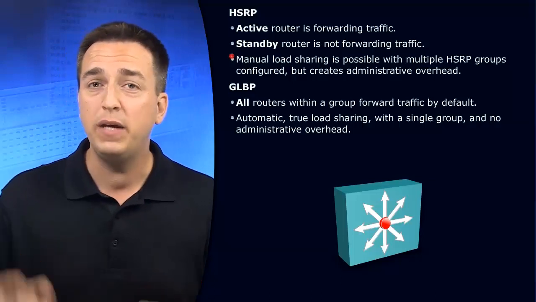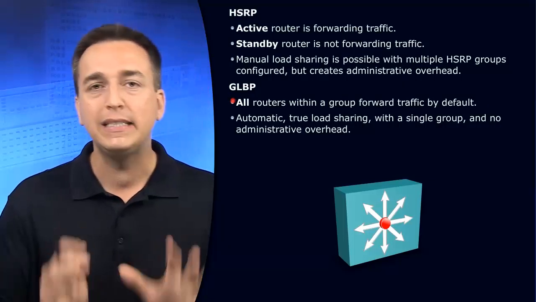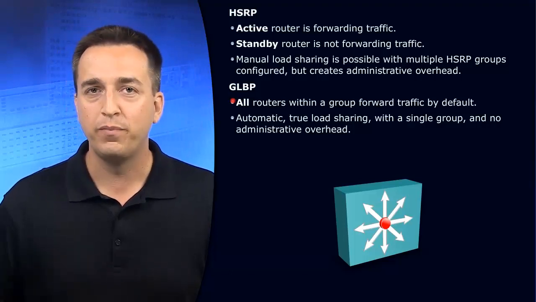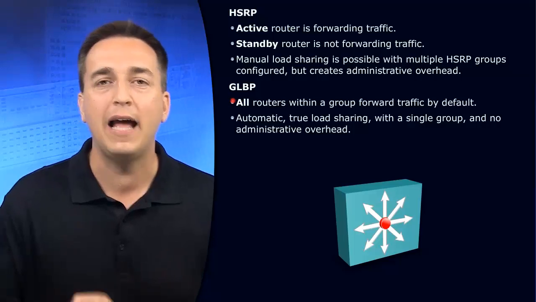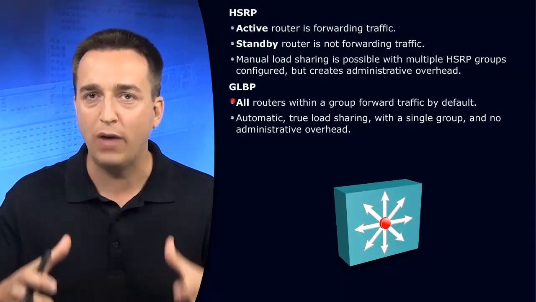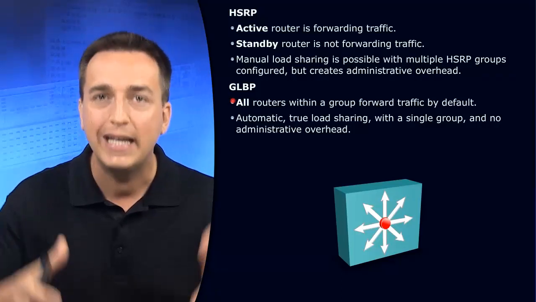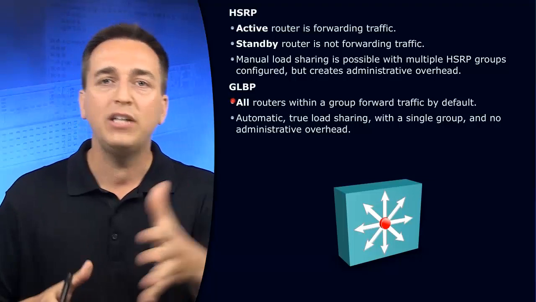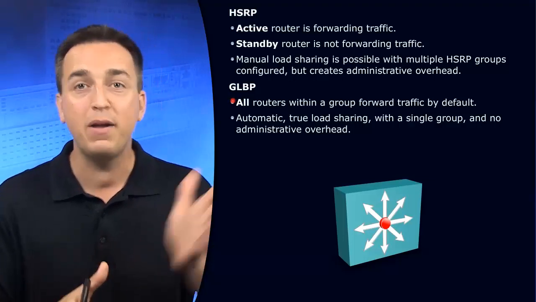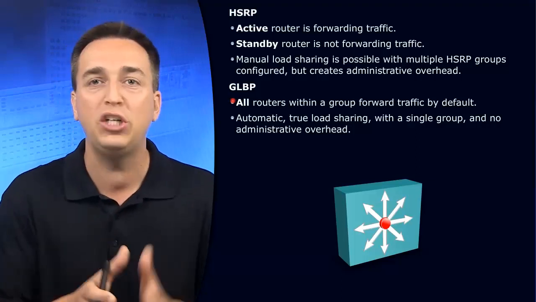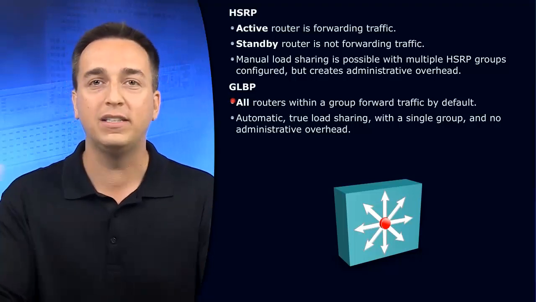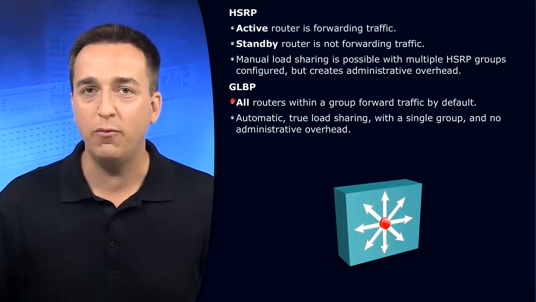However, with GLBP, we can have every single router within that group forwarding traffic by default. We do not have to have multiple groups. We can truly load balance traffic within that single subnet. With HSRP, we were load balancing for different subnets. The traffic for one subnet went this way. The traffic for another subnet went this way. Well, with GLBP, all the traffic for an individual subnet can be load balanced. It can use different default gateways.